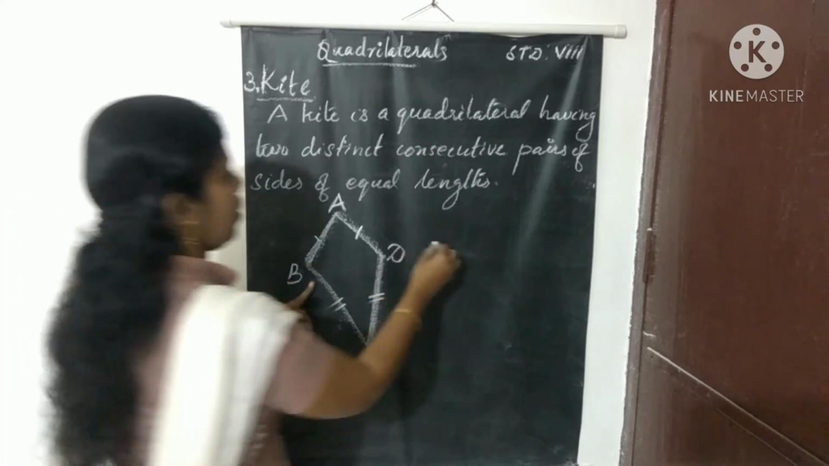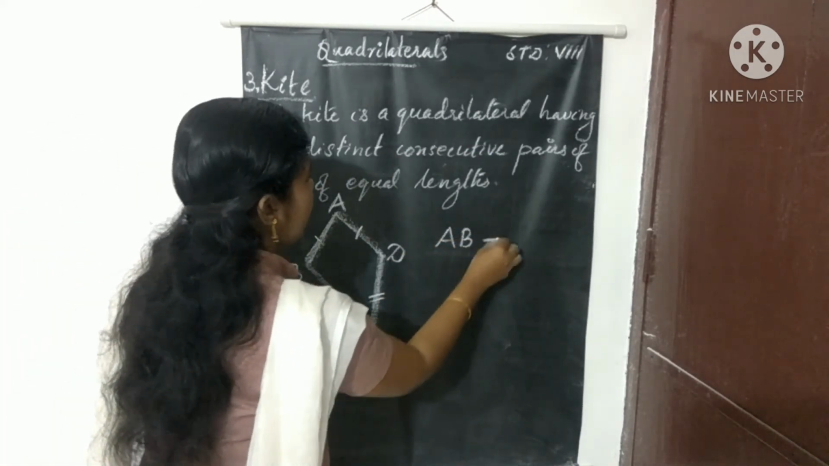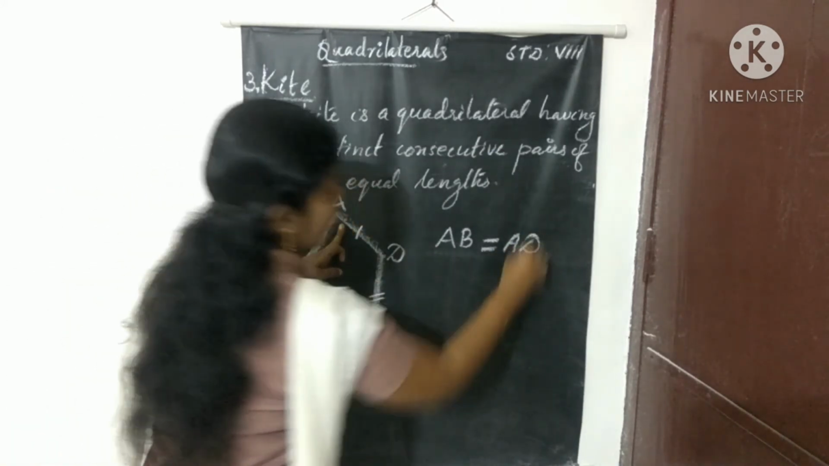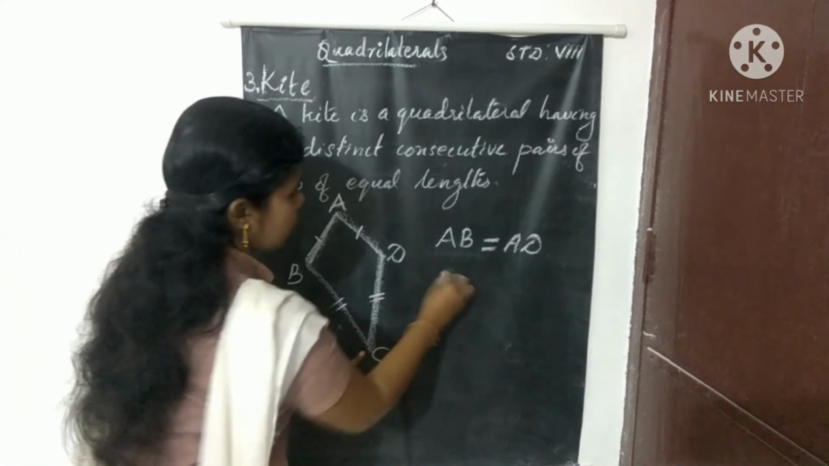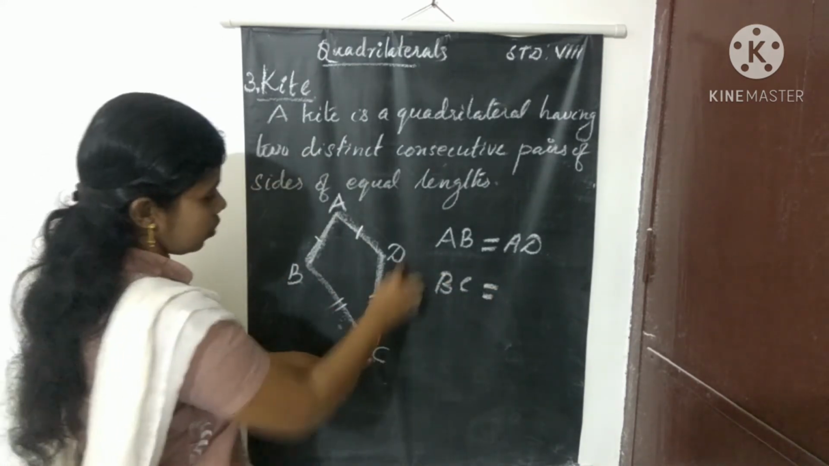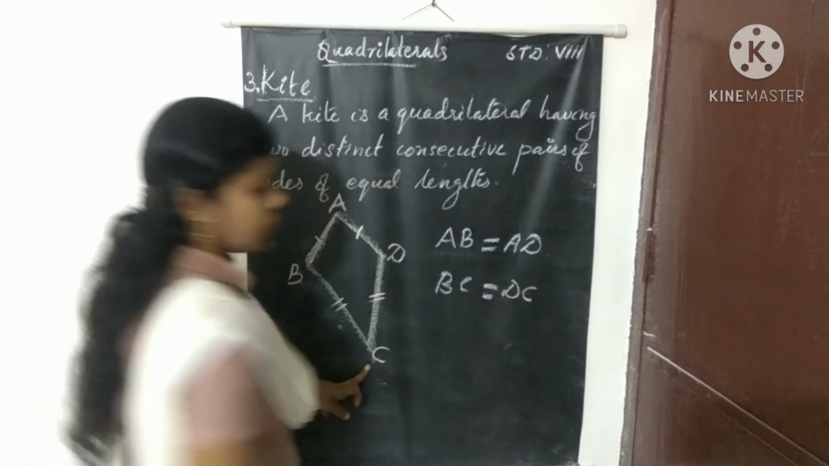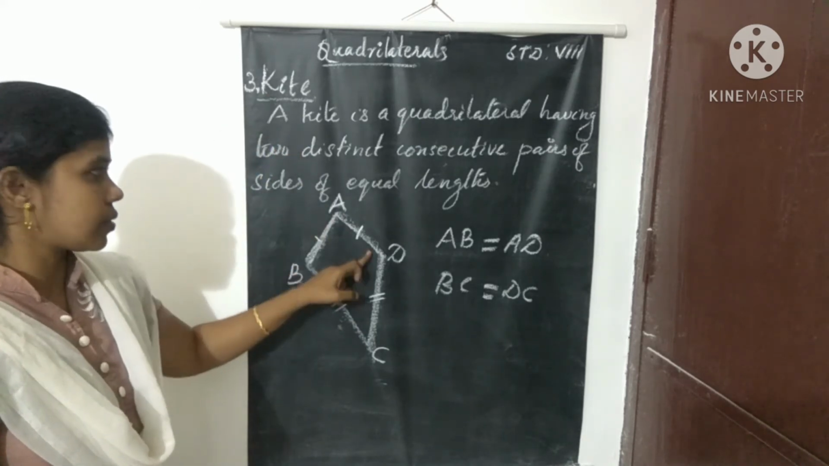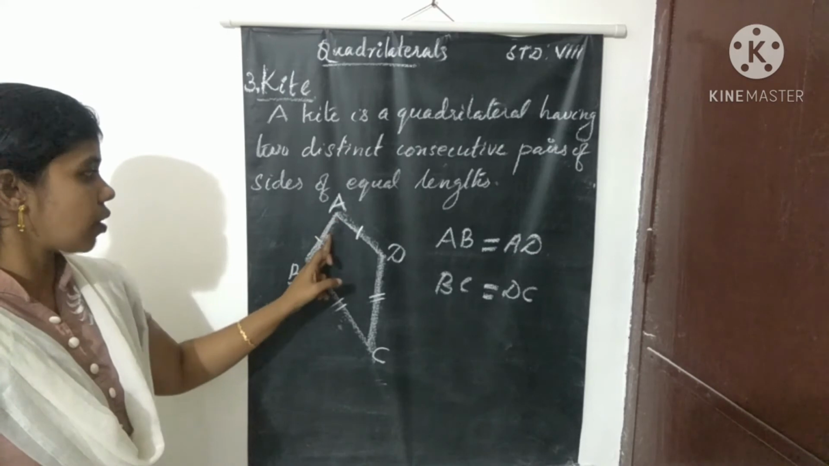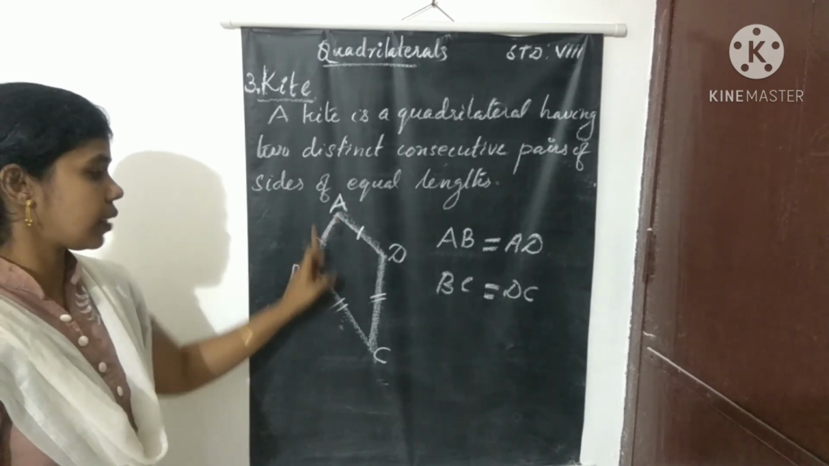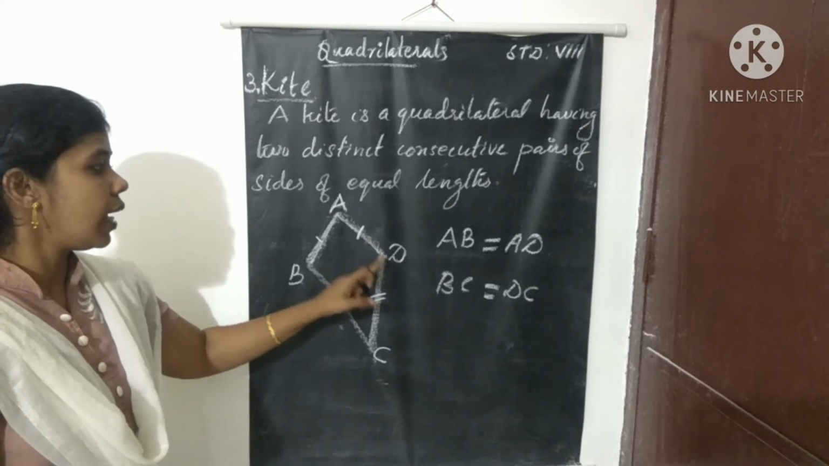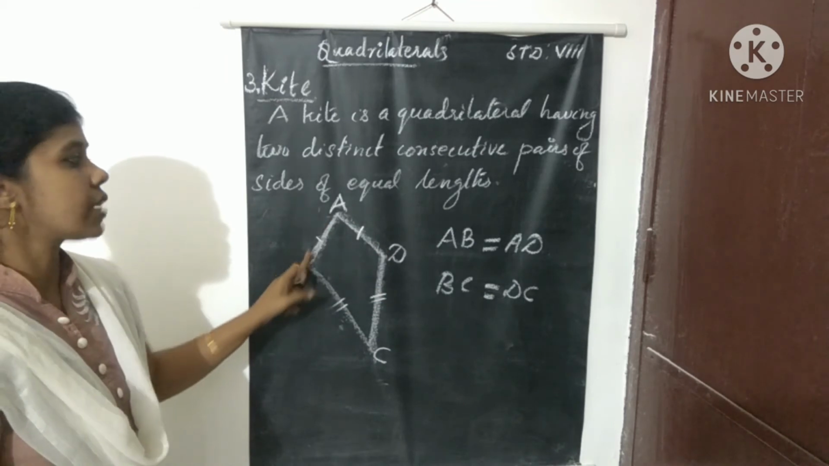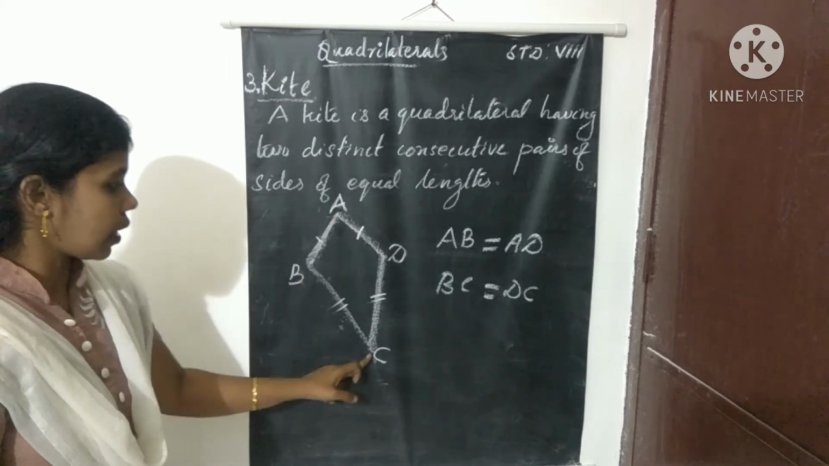So AB is equal to AD, and BC is equal to DC. These are the important properties of a kite. Consecutive pairs of sides of equal length: this is one pair of sides, and this is the second pair of sides. First pair, second pair.